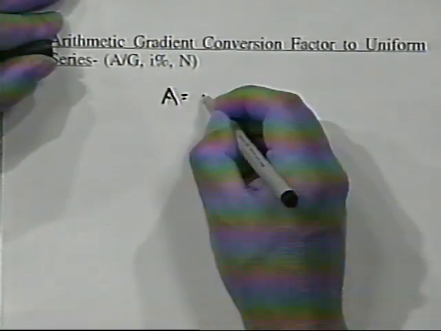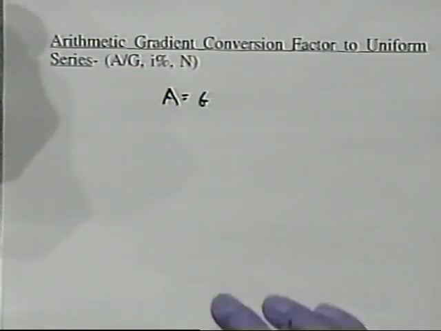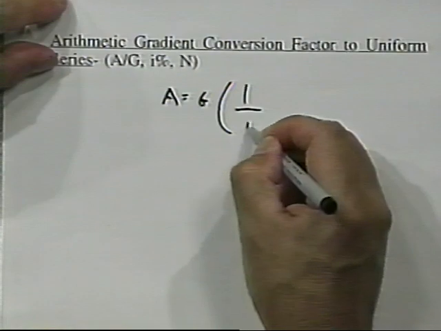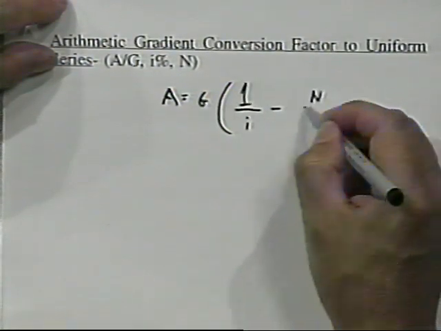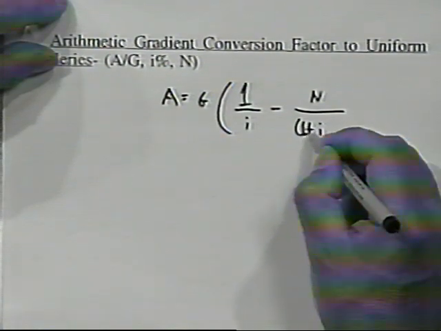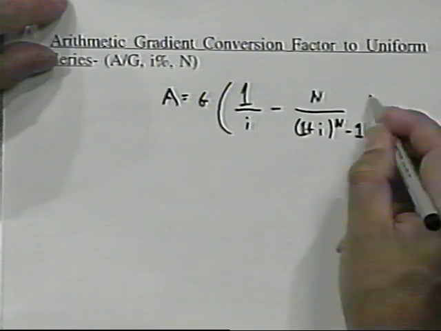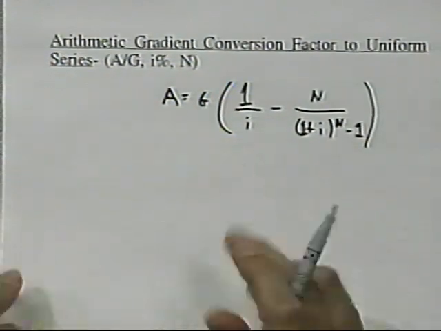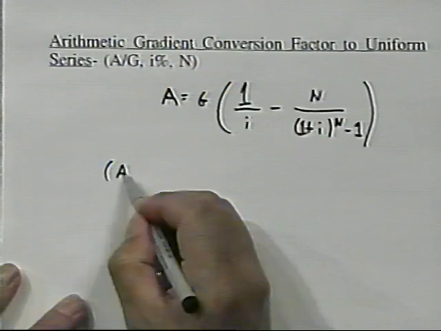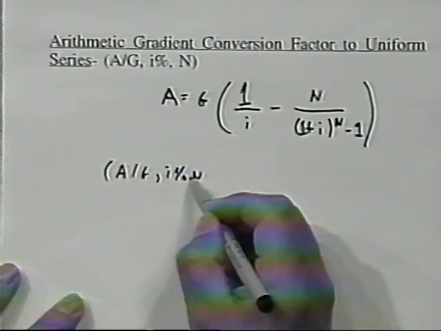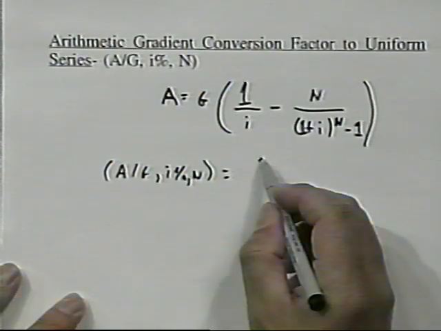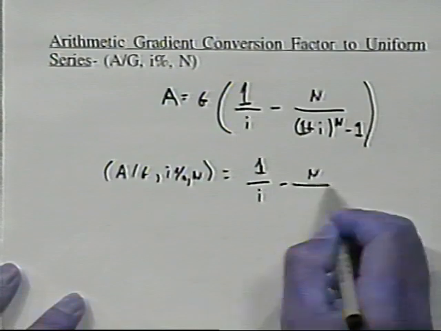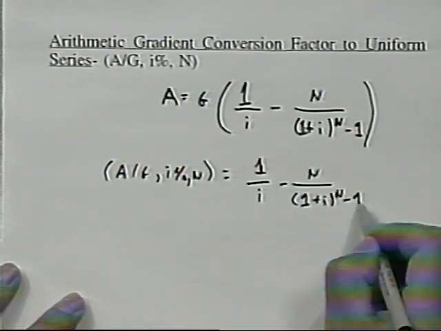And for that G part, the formula we end up with is A is equal to G, and that G is simply the increment on a year-by-year basis, times 1 over I, minus n over (1 plus I) to the n minus 1. But that doesn't yet include the base annuity. And the conversion factor associated with that is A/G, I percent, n, and that's going to be 1 over I minus n over (1 plus I) to the n minus 1.